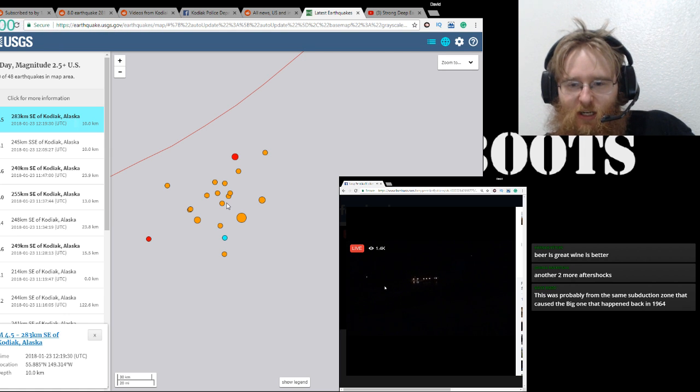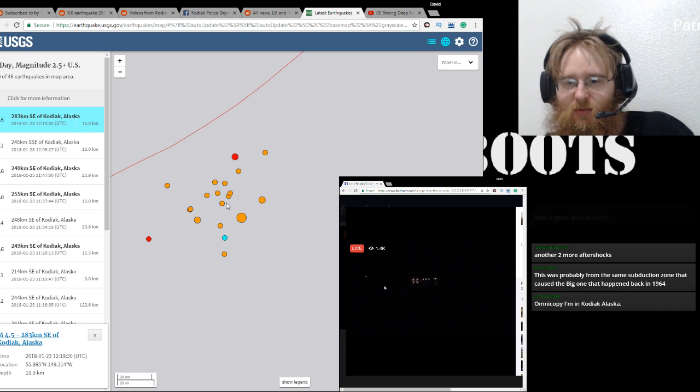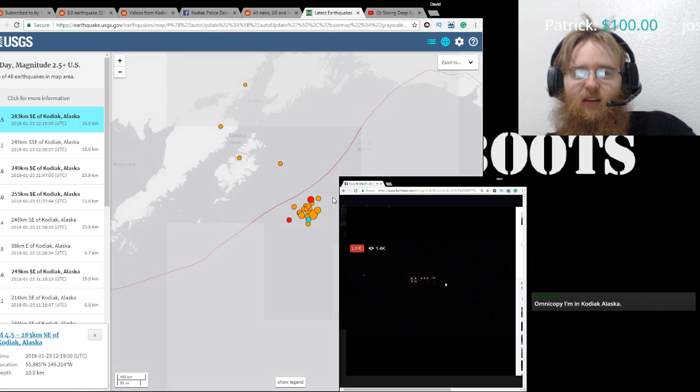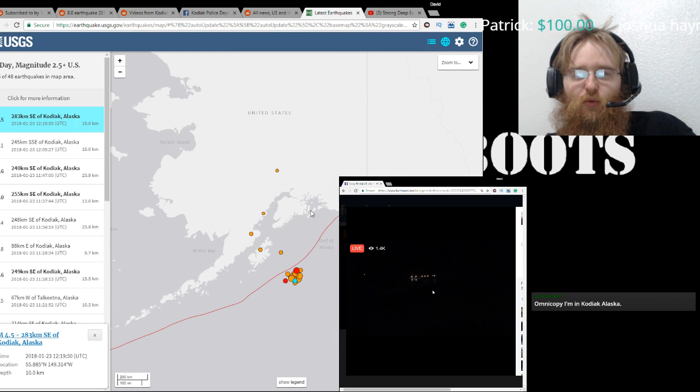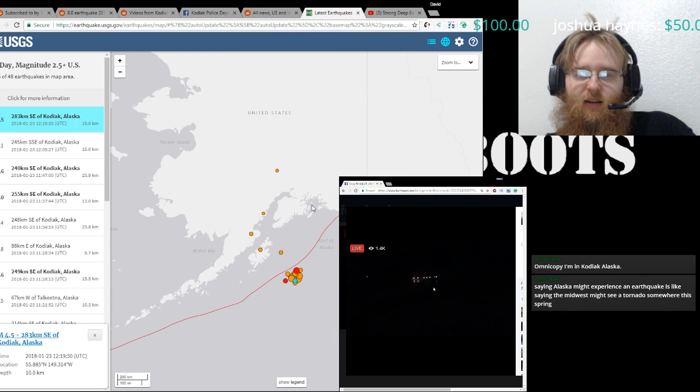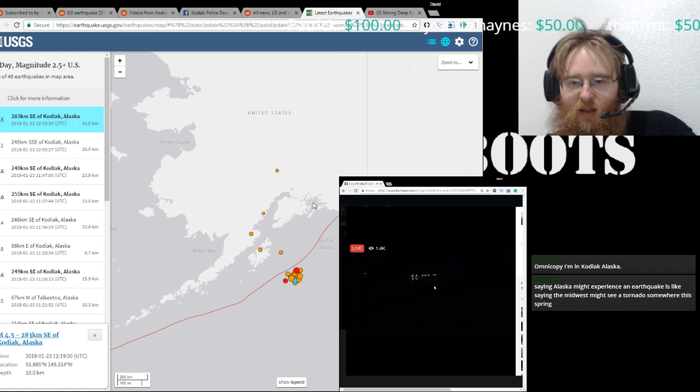Another 2 more aftershocks. This is probably the same subduction zone that caused the big... No, the 64 earthquake happened in the Prince William Sound area. This is a completely different one. You're over almost 200 miles off with that.